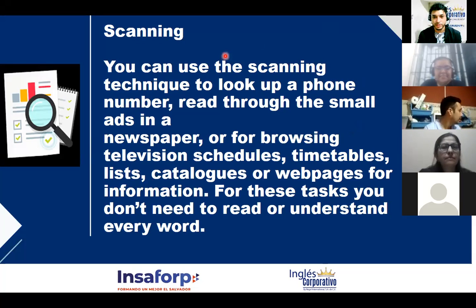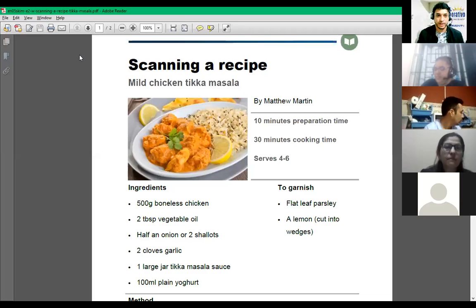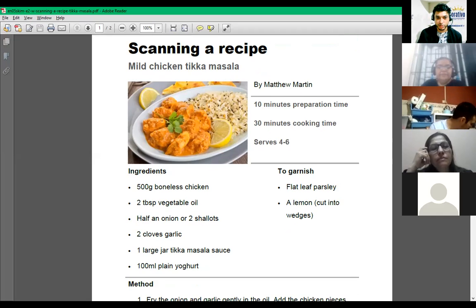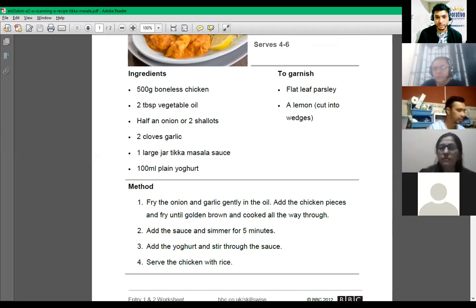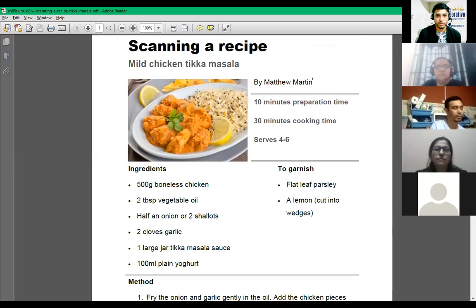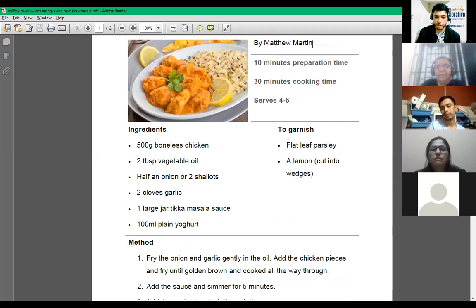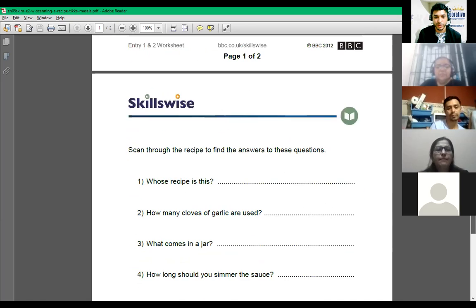Okay, let's continue. The first question was, whose recipe is this? Or who made the recipe? You scan and you find the answer in here: by Matthew Martin. That is the answer. You don't need to read everything because here you have the ingredients and the method or the procedure. You just need the name of the chef who made the recipe. So you did a good job. And then we are going to answer the second one.